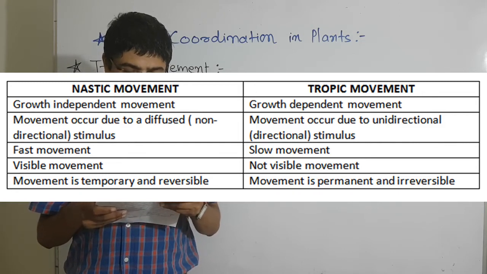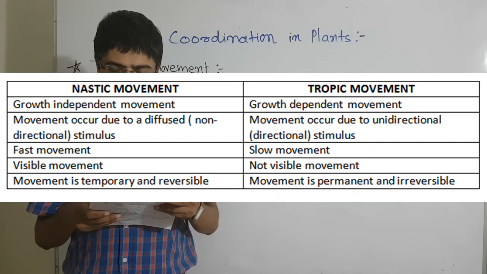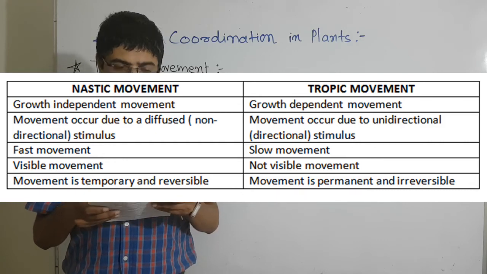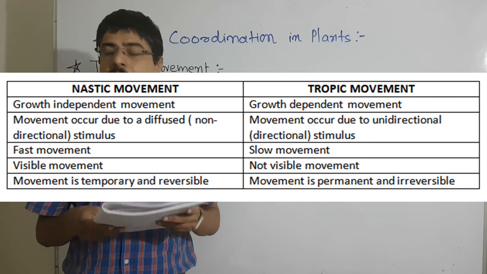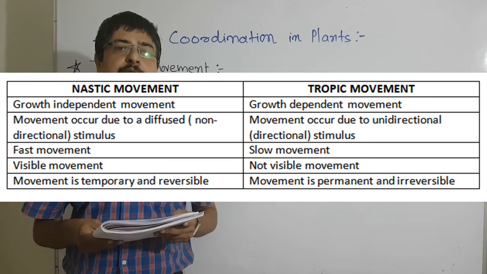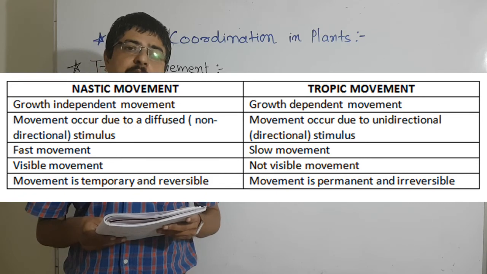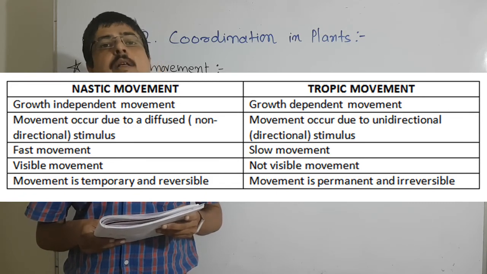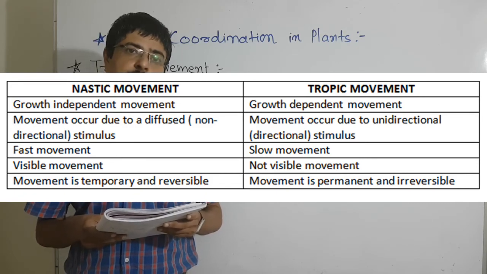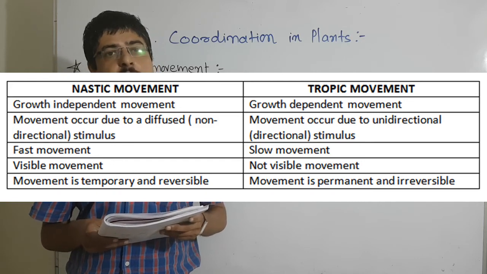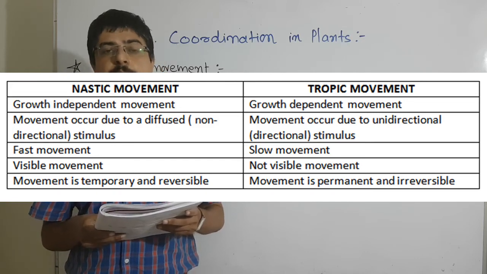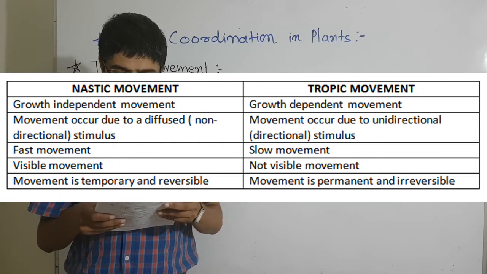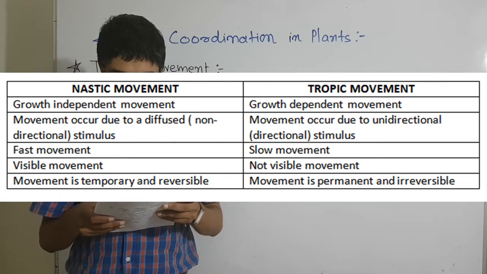Nastic movements are visible movements. Tropic movements are not visible movements. Nastic movements are temporary and reversible movements. Why are they temporary and reversible, friends? When you touch a Mimosa family plant, that is touch-me-not, the plant leaves drop down, and after some time again they open up. So that is reversible and temporary movement. Tropic movements are permanent and irreversible movements.